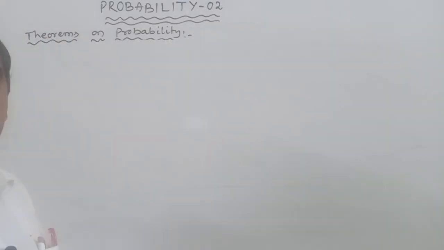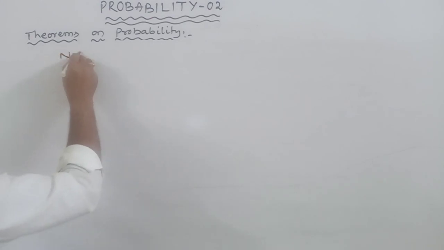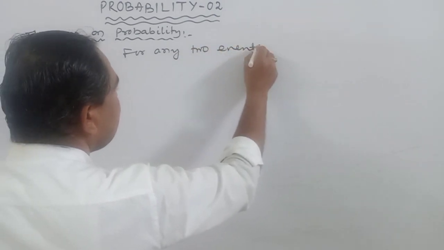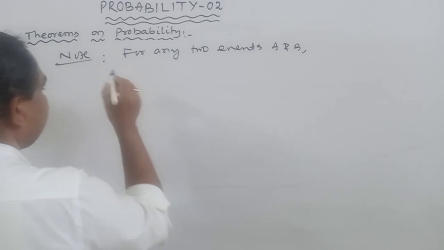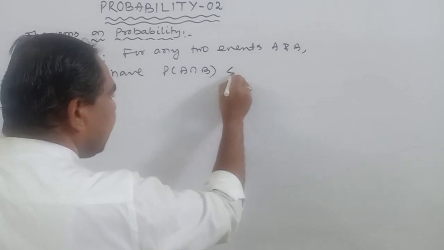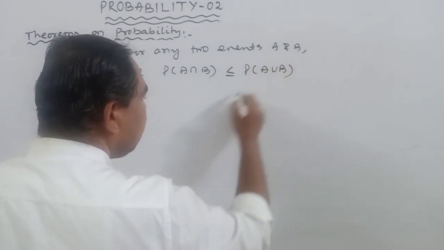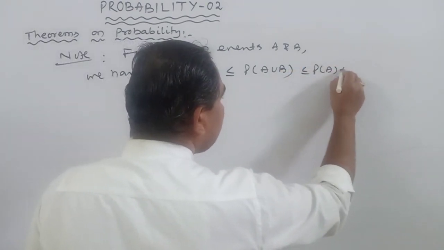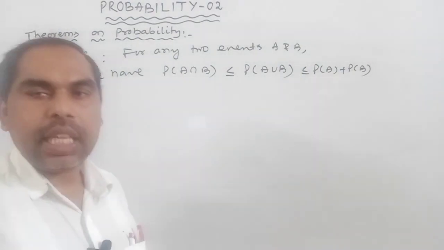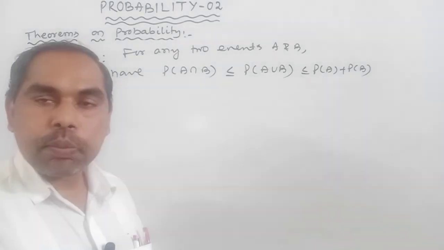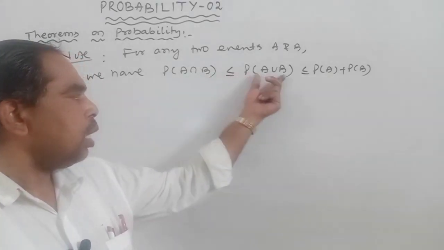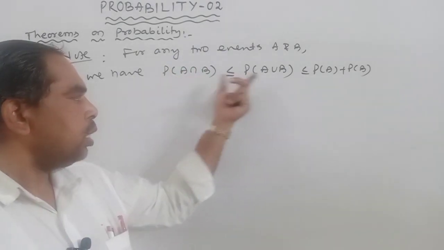Note: for any two events A and B, we have P of A intersection B is less than or equal to P of A union B, which is less than or equal to PA plus PB. A intersection B is always a subset of both A and B. A and B are also subsets of A union B. So obviously A intersection B is a subset of A union B. Therefore P of A intersection B is less than or equal to P of A union B.